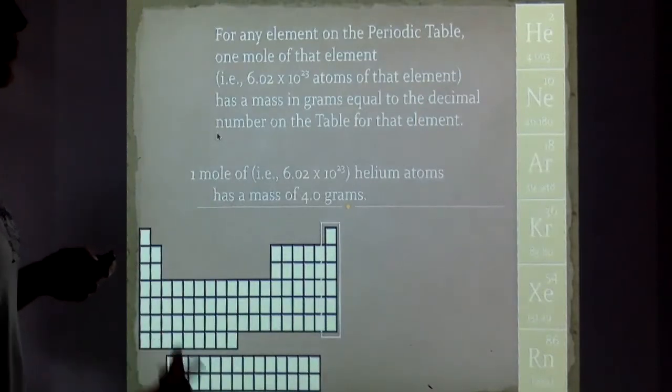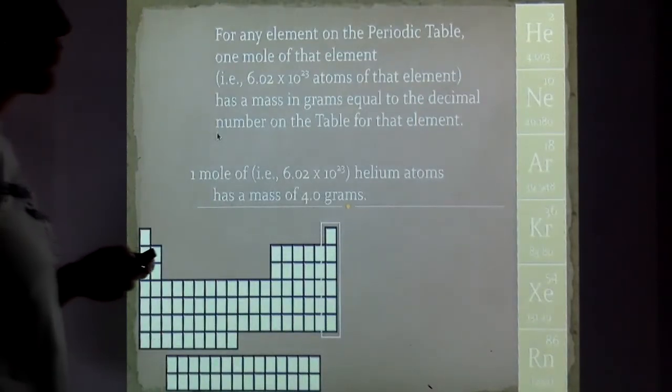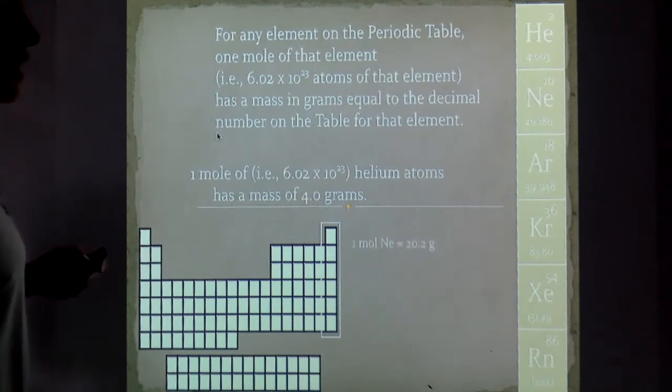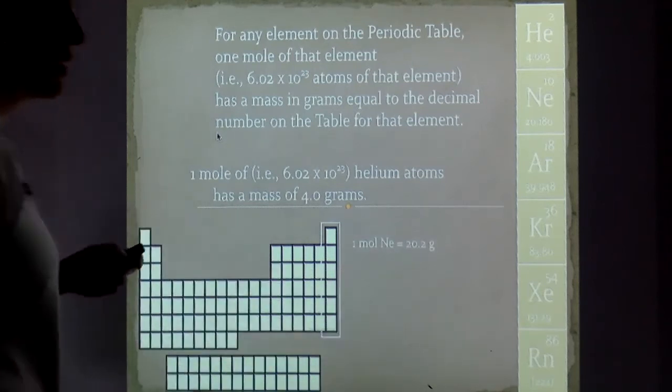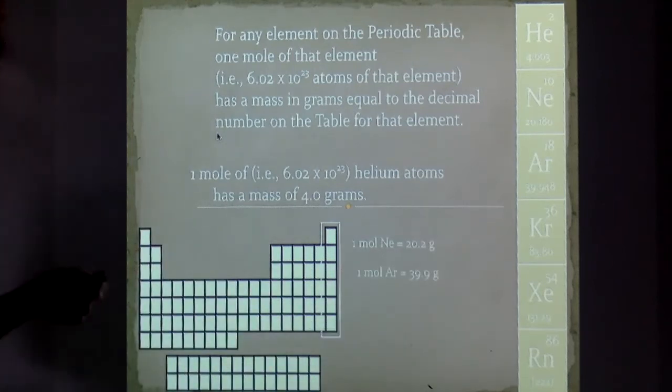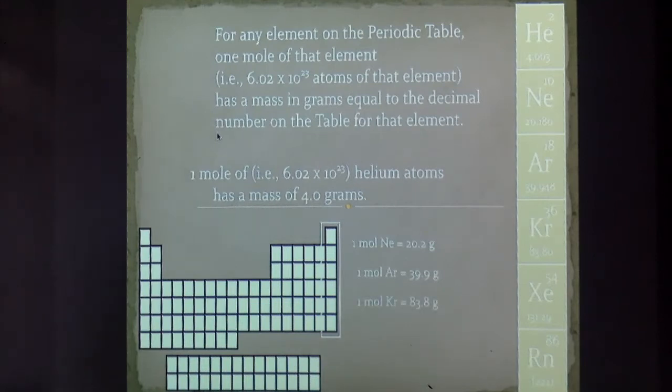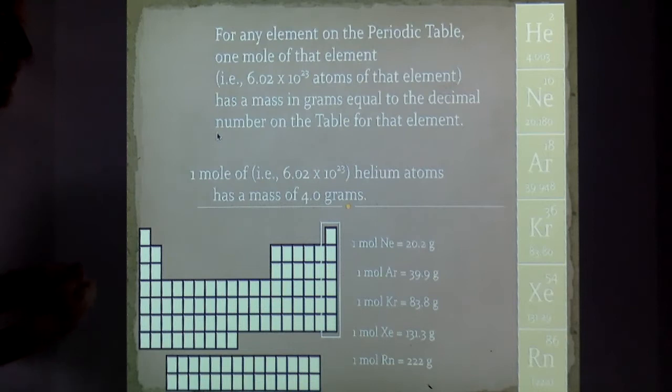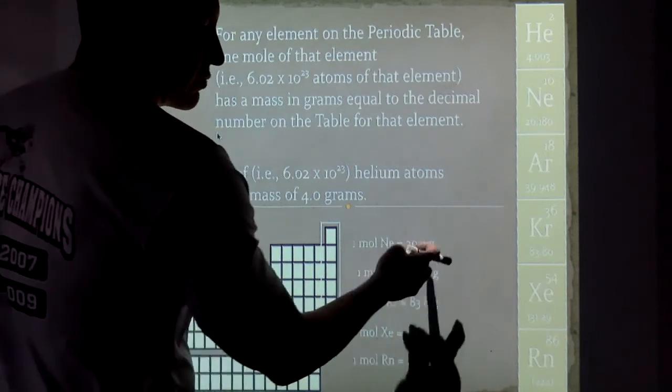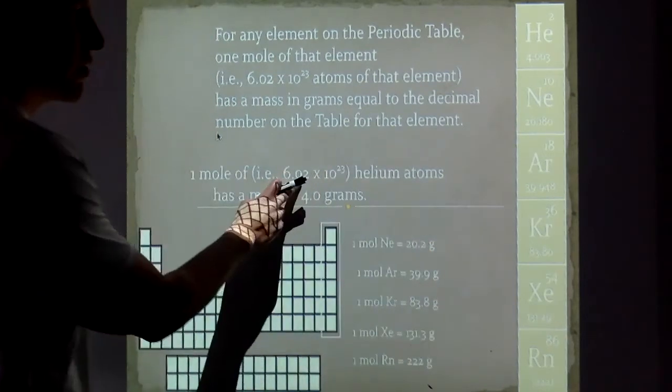All right, or if I said go get a mole of neon, you'd get 20.18 grams, or argon, you'd get 39.9 grams. Or if you were going to get krypton, you'd get 83.8 grams. Xenon, 131.3 grams, and for radon, it's 222. Okay, but again, remember that this mass equals this number of atoms.